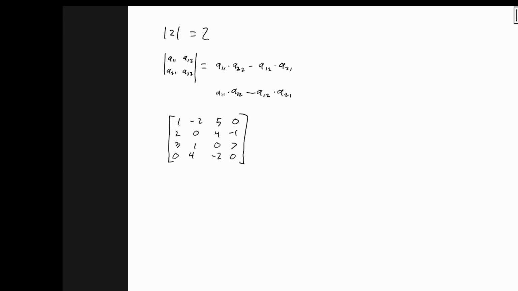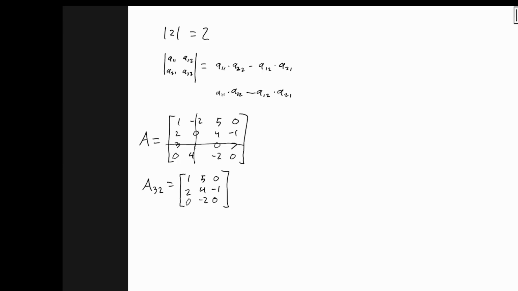And if this is our matrix A, I want to define A3,2 to be the matrix that is produced by crossing out the third row and the second column. So A3,2 is going to be 1, 5, 0, 2, 4, -1, 0, -2, 0.